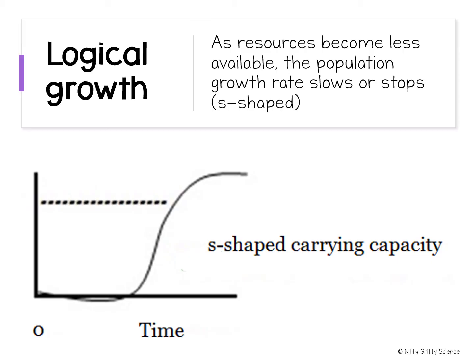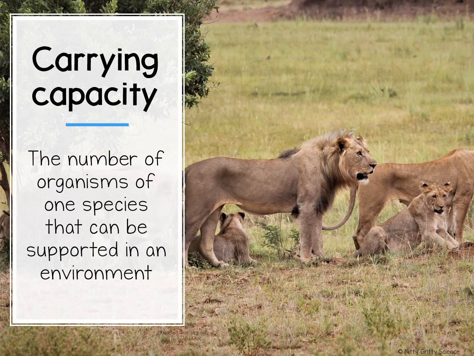Compare the shape of the J-shaped curve of the exponential growth on the slide before. Now compare it to this graph, which shows an S-shaped curve as population growth slows or levels off. When a population slows or levels off, this is called its carrying capacity. The carrying capacity of an environment is the number of organisms of one species that can be supported for an unlimited amount of time. Until carrying capacity is reached, there are more births than deaths in a population. If a population grows larger than the carrying capacity of the environment, there will be more deaths than births.